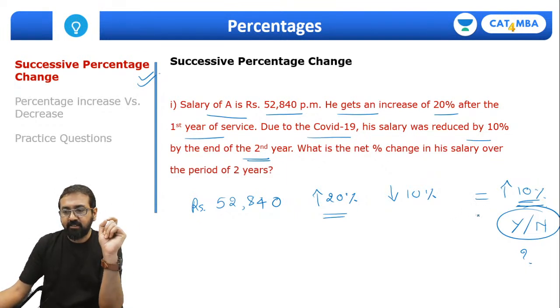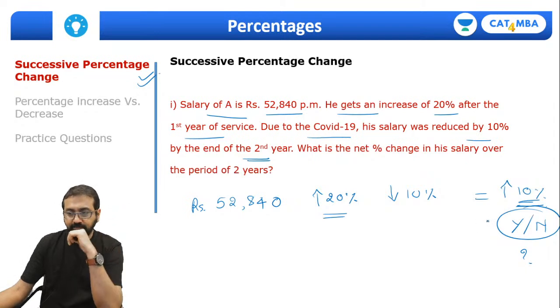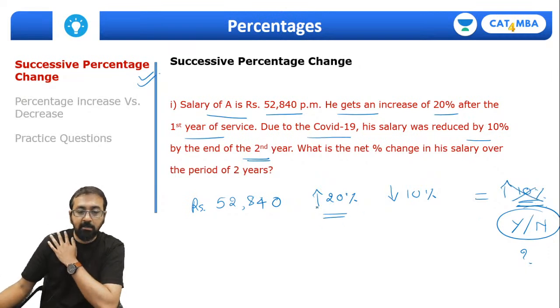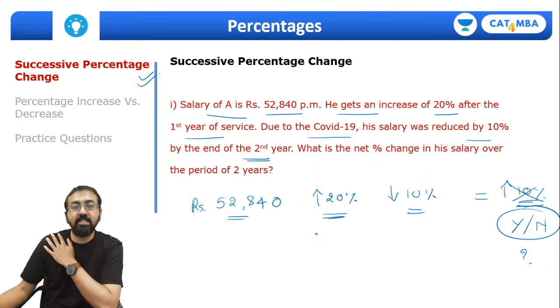Is this correct? Everyone type in the chat box yes or no. Quickly. So the answer is no. Why can't it be 10%? Because, please understand, this 10% decrease is not on the base value. It's on this increased value.